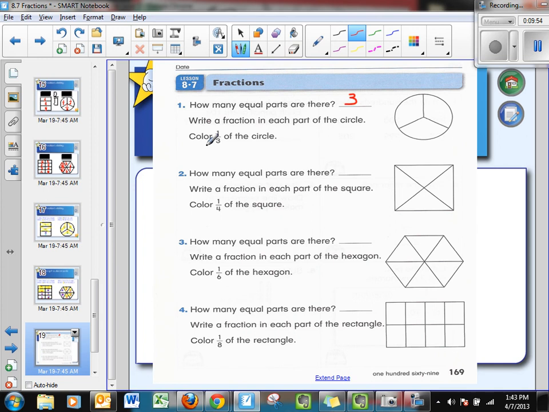And then it says write a fraction in each of the pieces of the circle. So this is one piece out of, again, how many equal pieces? 3. So one piece again out of how many equal pieces would be 3. And then this last piece would be 1 out of a total of 3. And then the last thing says to color 1 out of 3 of the circle. So I would actually take my pencil and color in just 1 out of the 3 pieces. You're going to repeat the same thing on questions 2, 3, and 4. Just pay extra close attention to how many pieces it wants you to color in of your fraction.